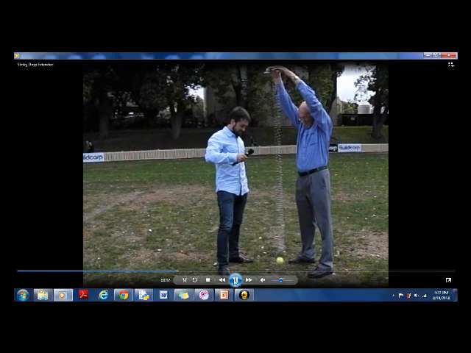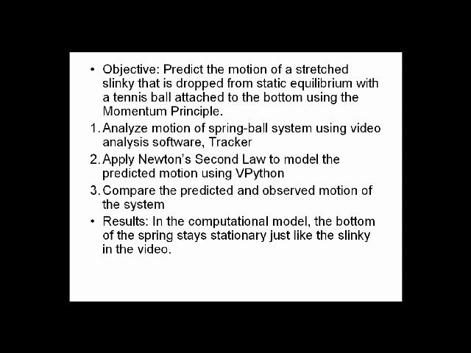For the Choose Your Own Adventure lab, I decided to explore the physics of a slinky dropped from static equilibrium with a tennis ball attached to its bottom. I first analyzed the motion of the system using Tracker. I then made a computational model to predict the motion and compared my results.